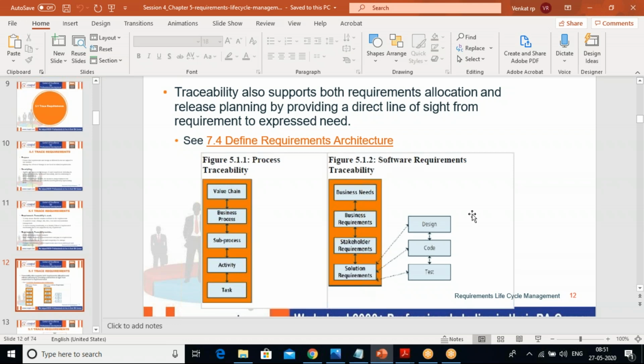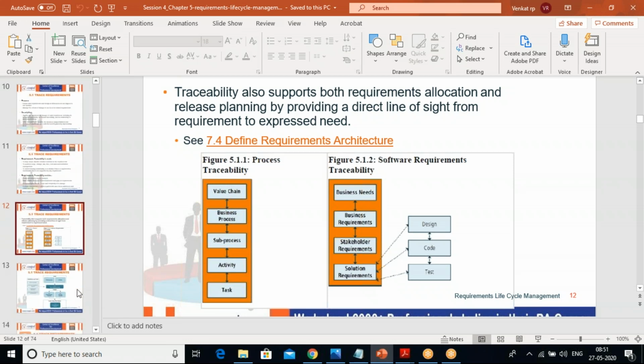And here we need to understand this is process traceability, and this is software requirements traceability. That means from the business needs, business requirements are tracked out, and from the business requirements we have stakeholder requirements, and from the stakeholder requirements we get solution requirements, and in the solution requirements we find the design, coding, and testing. Like that we will be having it. So first of all we need to understand the values of it.